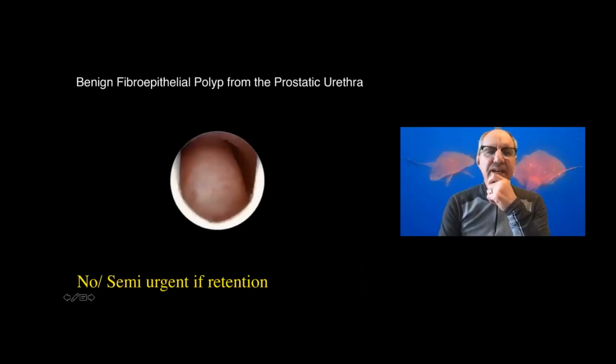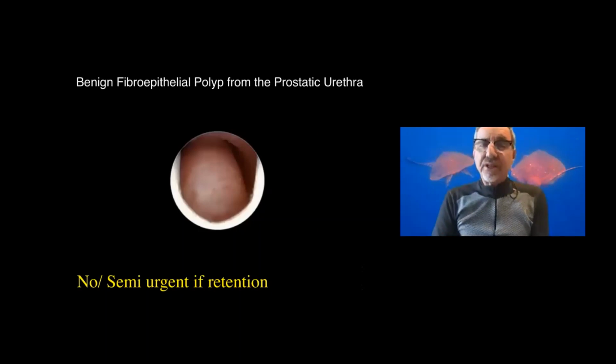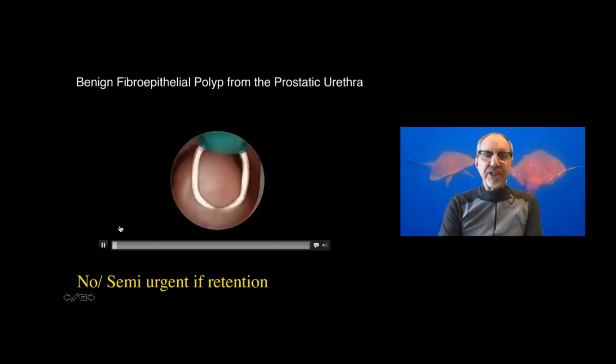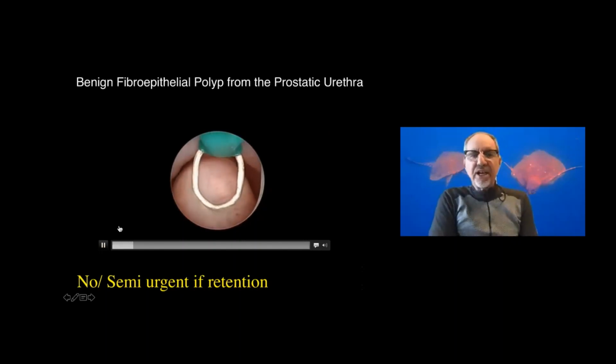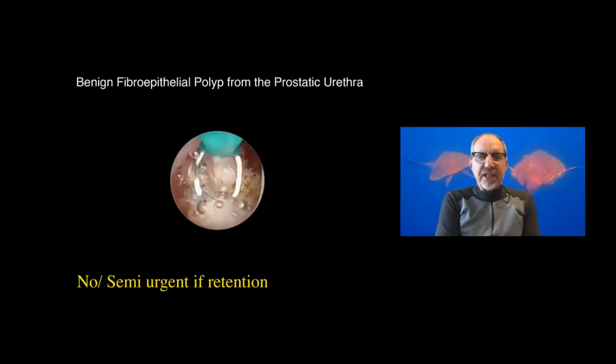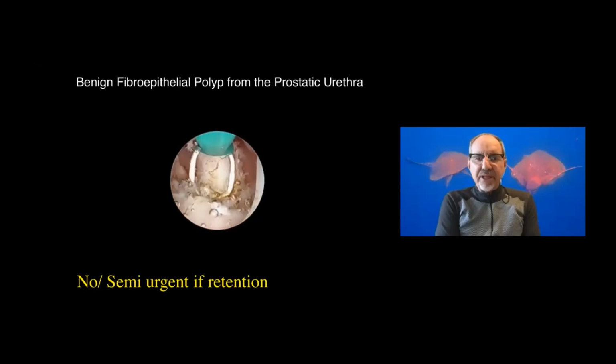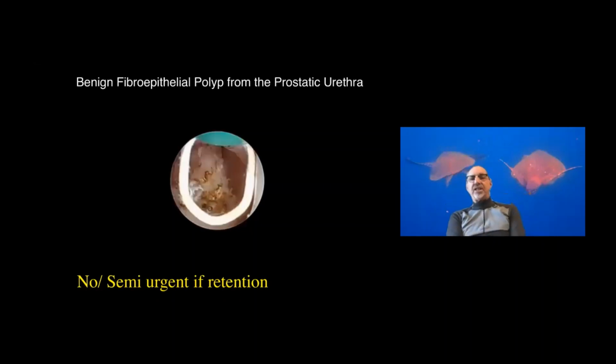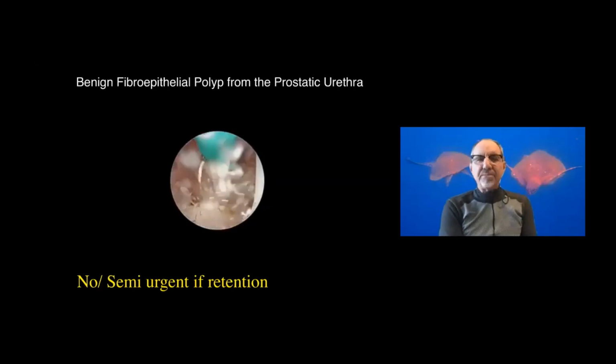So this is a benign fibroepithelial polyp from the prostatic urethra, which is not a Mullerian structure because it's coming from the prostate, so it would be Wolffian. And it's semi-urgent unless you have urinary retention, which is pretty unusual. Typically you have what we call stranguria, or intermittent, basically really pain with urination. If these grow big enough, they can be pretty easily seen on ultrasound, and the idea here is that it's growing from the prostate back into the bladder, and you're essentially getting a ball valve.